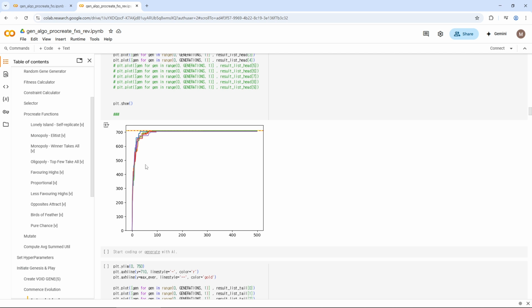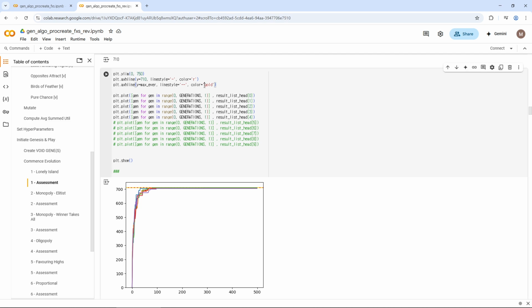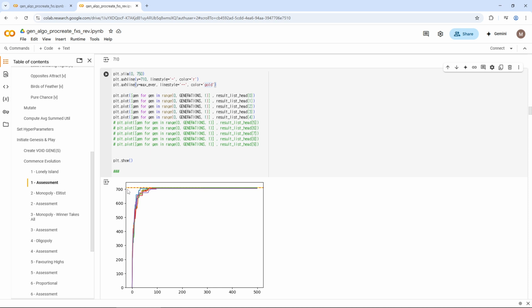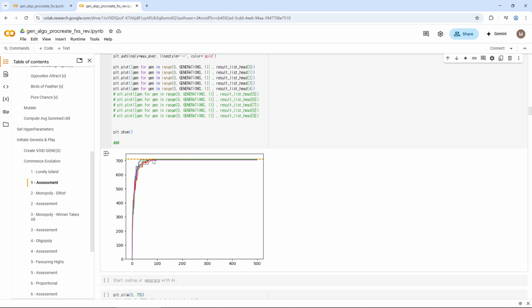And here's a graph for the top entities, the heads. The gold line is the maximum ever, which is 710, and the red line is the highest possible it can be in terms of summed utility values. So this is 710, and you see that the gold line and the red line are the same lines. They occupy the same place. So it shows that some entities have hit the 710 mark. If you look closely enough, if you zoom in, I'm not going to do that, the green line is actually the same as the red and gold line.